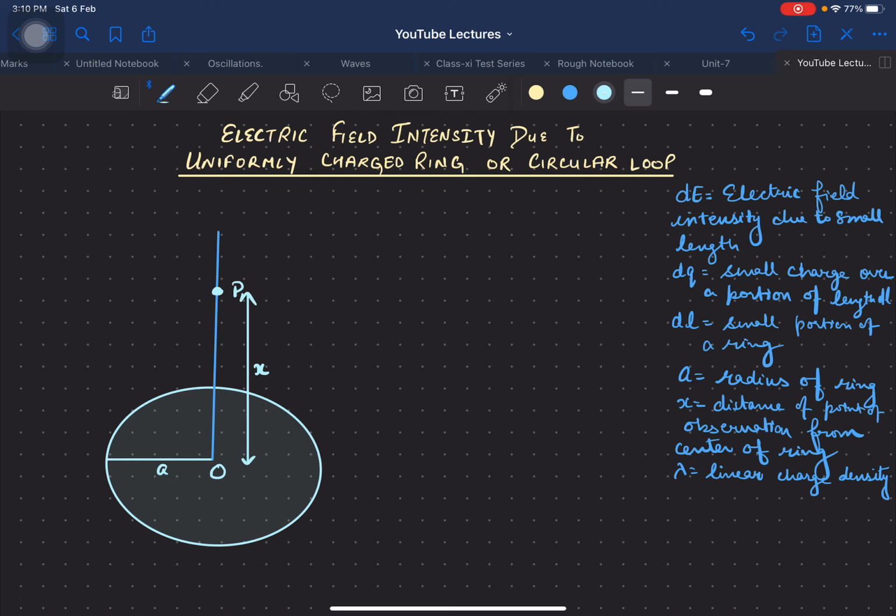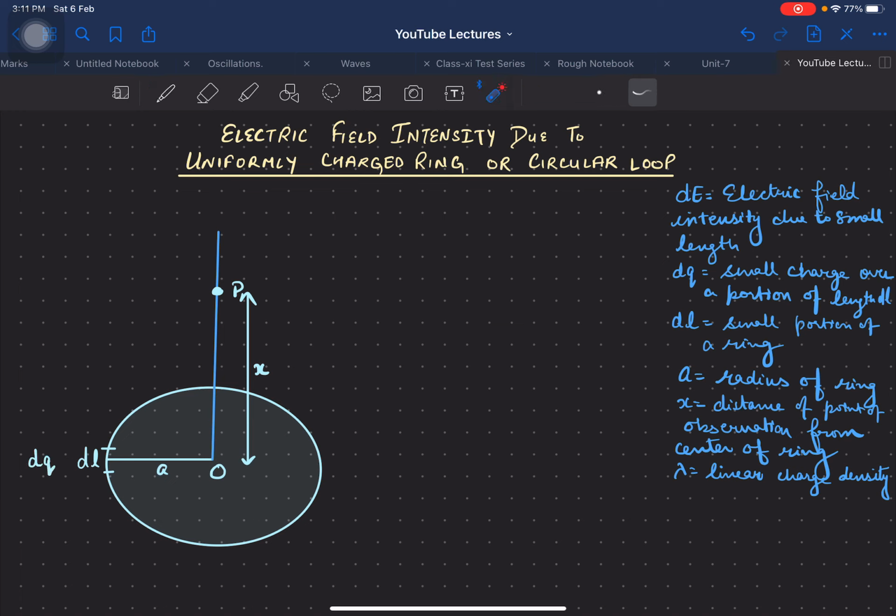Now we are not going to talk about this whole ring at once. First of all, we need to divide this ring into an infinite number of equal parts. So let us say all these parts have equal length dl. I will consider a very small portion of this ring whose length is taken to be dl. As all around the ring there is a uniform charge distribution of plus q charge, therefore in this small portion I will just consider that a very small charge is lying, and that small charge is taken to be dq.